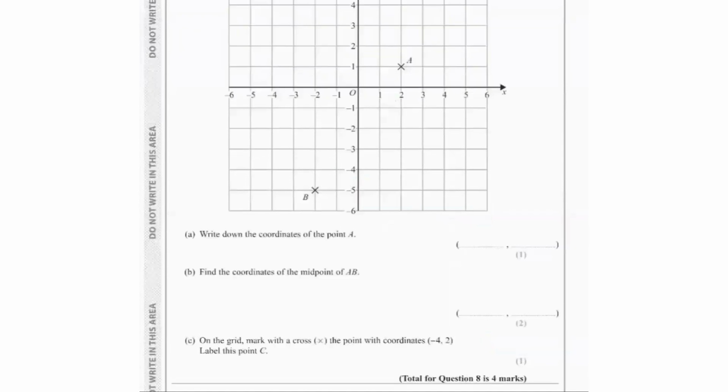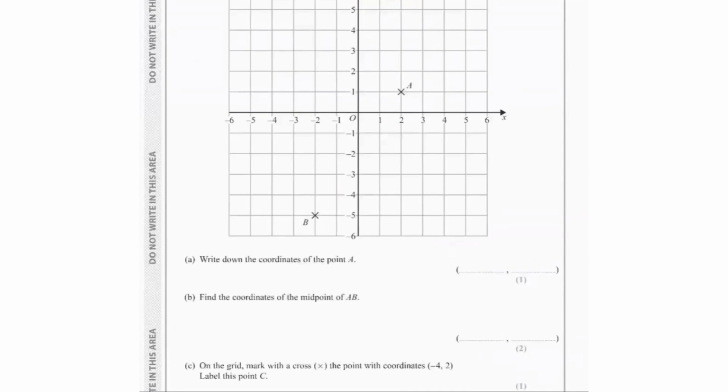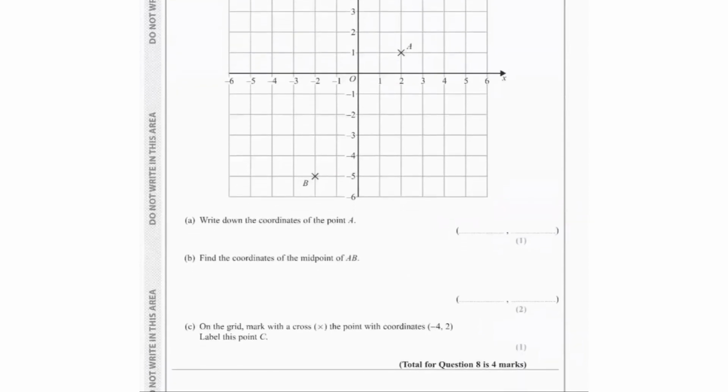Then it says, find the coordinates of the midpoint of AB. So for the midpoint of AB, this is our line AB, and midpoint is this. So we can clearly see that our coordinates are 0, -2. Part C is on the grid, mark with the cross X the point with coordinates -4, 2. Label this point C. So -4, 2 means X is -4, Y is +2. So that is over here.